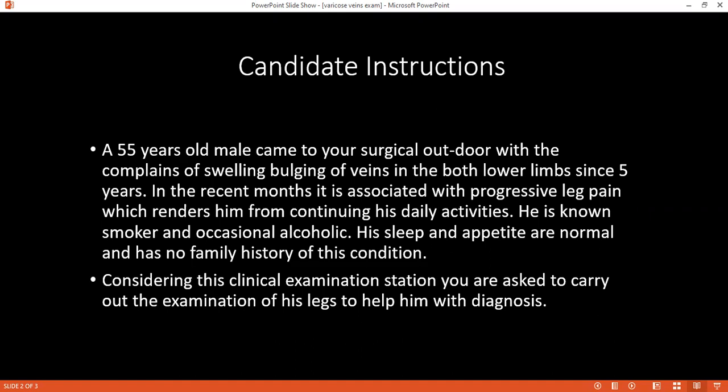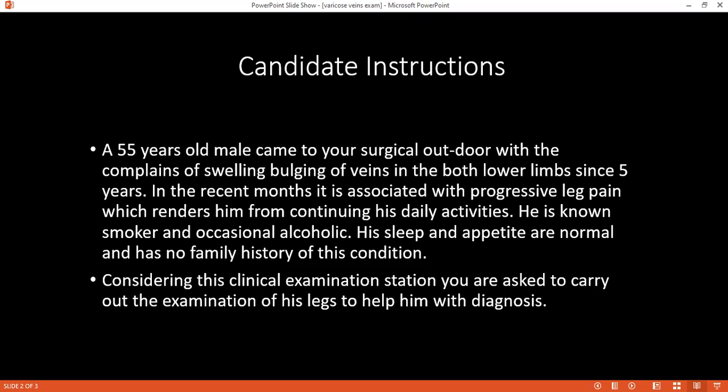Nice to meet you, Mr. John. Today you have been asked to have your lower limb examined. This will include looking and feeling and doing some special tests. Are you okay with that? Yes. Okay, do you feel any pain at the moment? No. Okay, if you feel any pain at any moment, tell me to stop the examination. Okay.